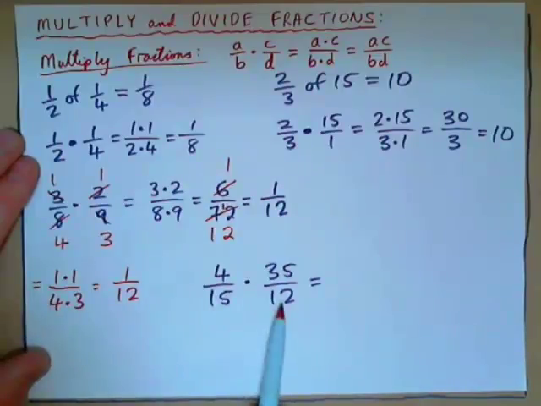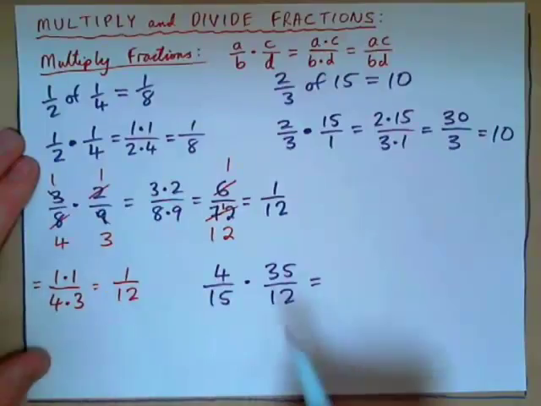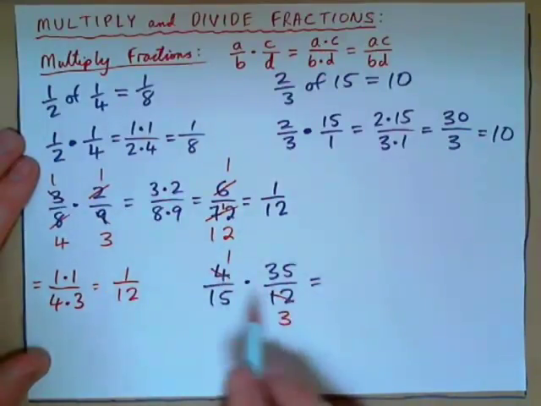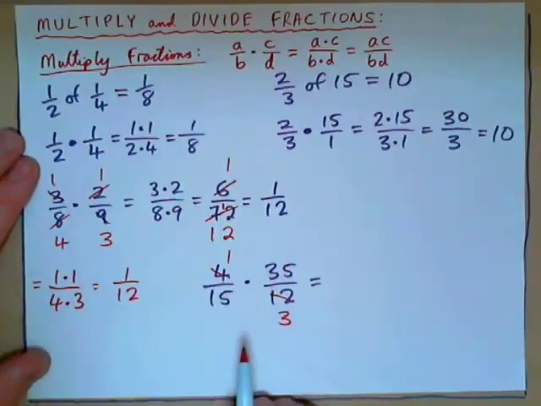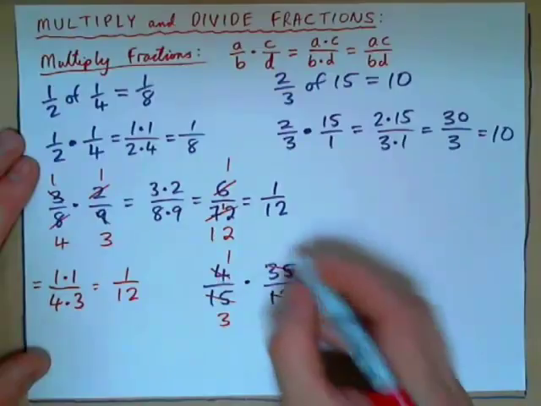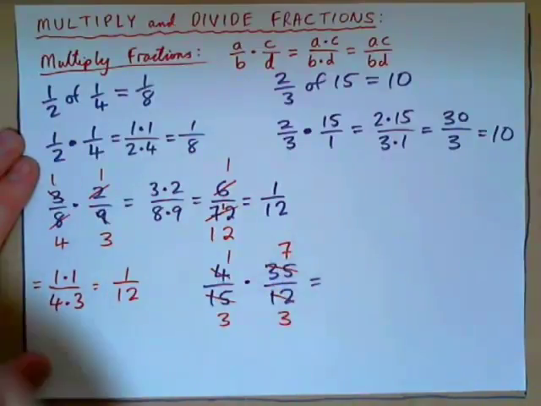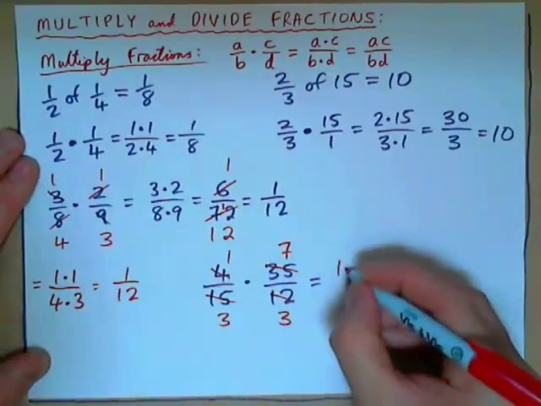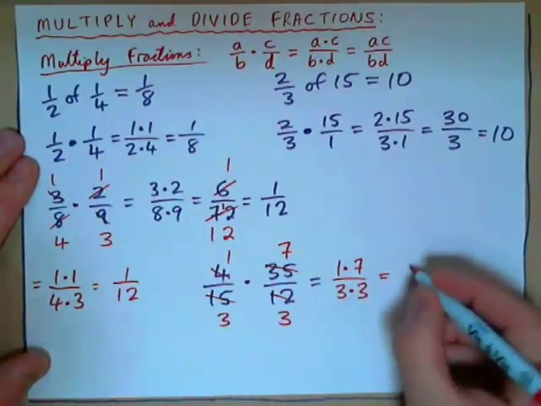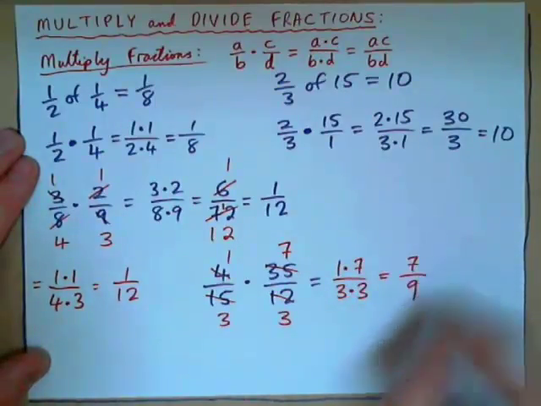Do 4 and 12 have a common factor? 4 goes into both, right? So 4 into 4 goes once, 4 into 12 goes 3 times. How about 15 and 35? 5 into 15 goes 3 times, 5 into 35 goes 7 times. Right, so we end up with 1 times 7 divided by 3 times 3, which is 7 over 9.